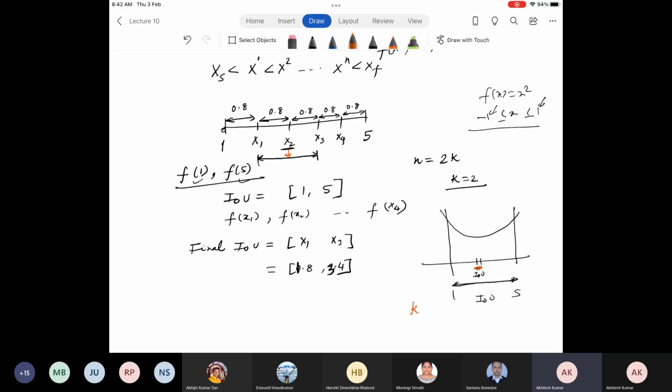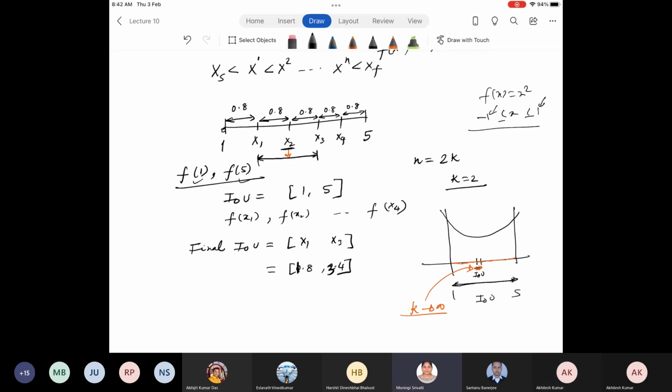Now if k tends to infinity, what happens to the final interval of uncertainty? Where will it converge? It will almost converge to your optimal point, right? If k is very large, I have almost divided into infinitesimally small segments.